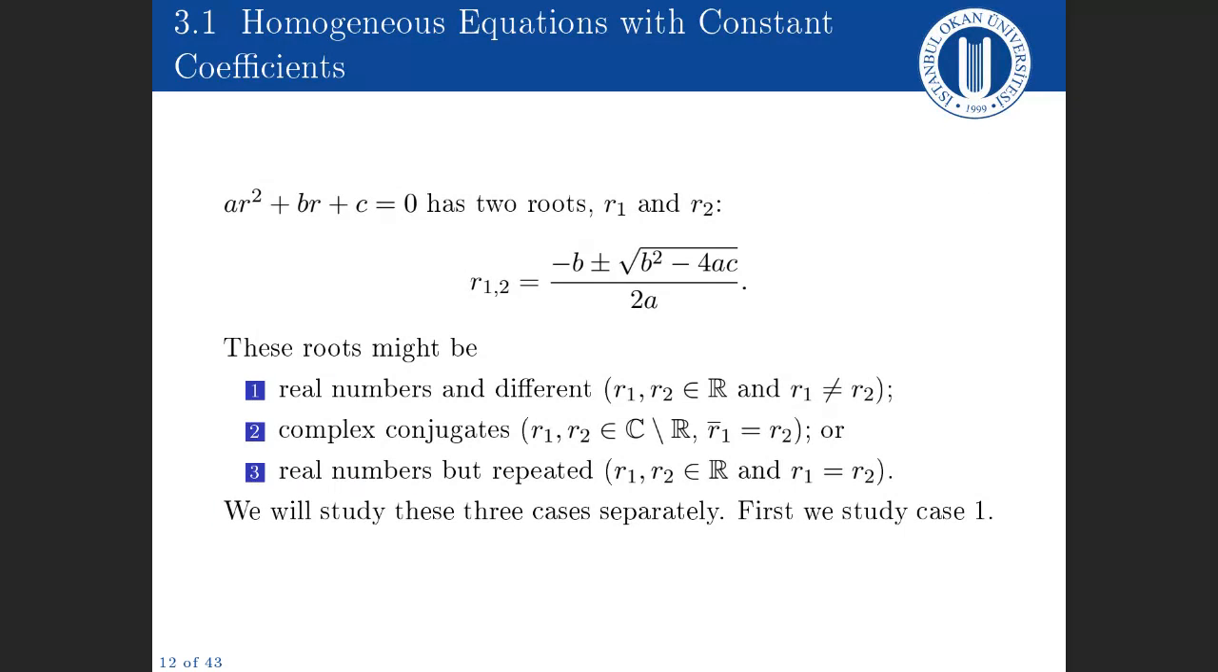Now, a characteristic equation, ar squared plus br plus c is equal to 0, typically has 2 roots. We know from school that these roots are minus b plus or minus the square root of b squared minus 4ac, over 2a. And there's 3 possibilities for these roots. Either we have 2 different real numbers, or we have complex conjugates, or we have real numbers but the same real number repeated. We're going to need to study these 3 cases separately.